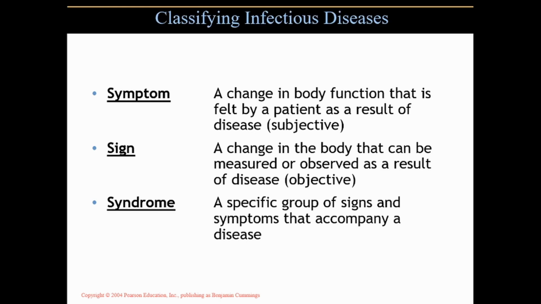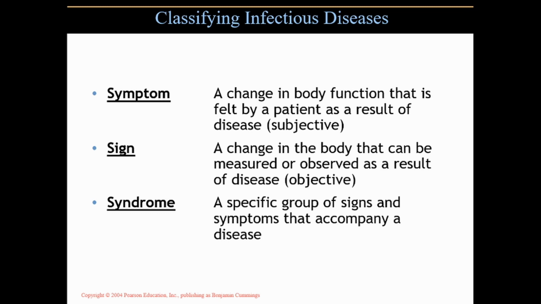So some terminology. There's quite a few terms, sorry. A symptom is a change in the body function that is felt by a patient as a result of a disease. This is subjective. So for example, whenever you go to the hospital and you rate your levels of pain, that's a symptom. So very painful for one person could be just moderately painful for somebody else. So that's a symptom. It's a subjective thing.